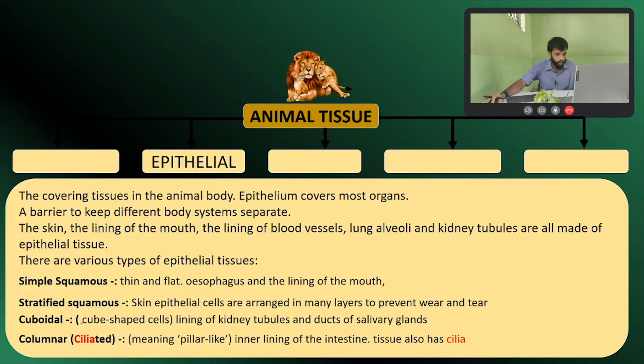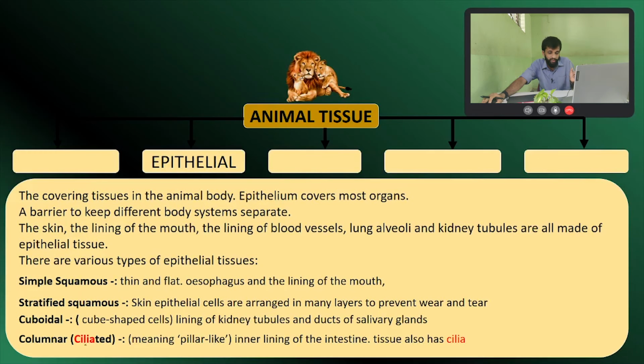Next is cuboidal, which is again called as cube-shaped cells. The word itself, cube, right? You can understand what's a cube. Lining of the kidney tubules and ducts of the salivary glands. So salivary glands, where the saliva comes in, the ducts of those salivary glands are in cuboidal cells, okay, or tissue. Columnar, also called as ciliated.